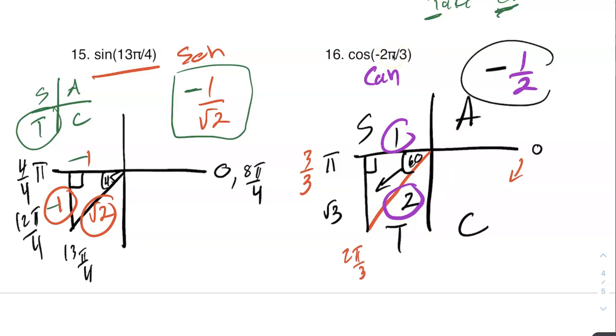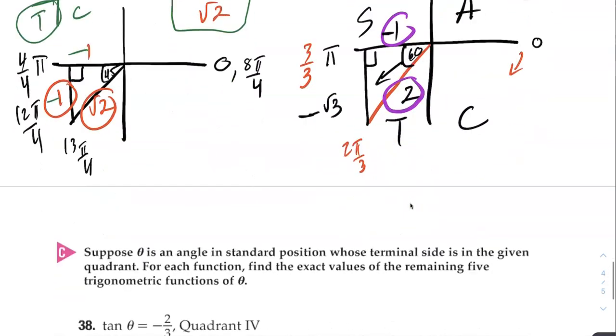Again, if you don't like that, you could also do the other thing where, if you just know your sides, you went to the left, so that's negative. You went down, so that's negative. Hypotenuse is always positive. We are negative 1/2. So either way works. Okay, last thing we're going to do.